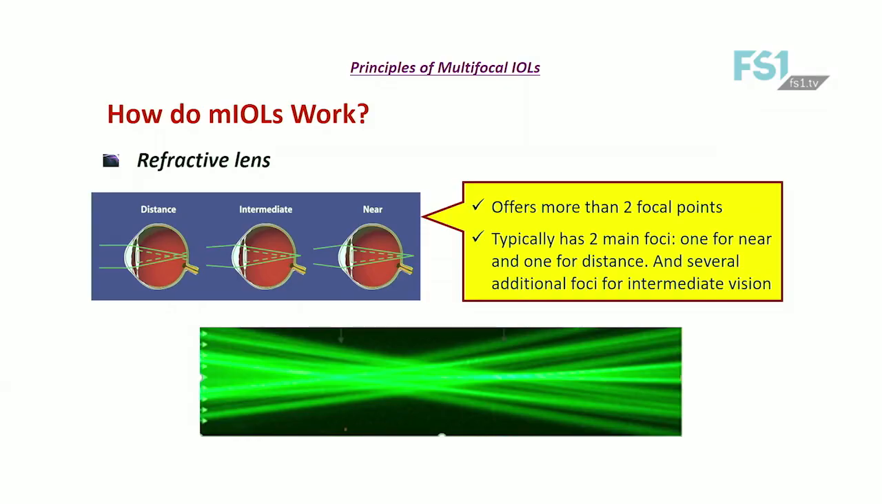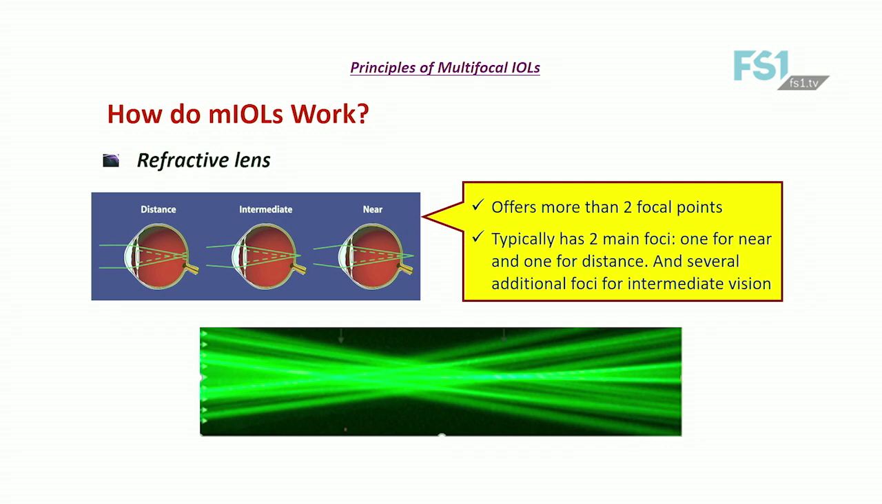So of course they understand that they will have 3 prescriptions, but this is what they need. And these 3 focuses became really important for our daily life, for doing any activities we need in order to get information or just simply work. So, as I said, a refractive lens offers more than 2 focal points, and typically has two main foci, one for near and one for distance, and several additional foci for intermediate vision.